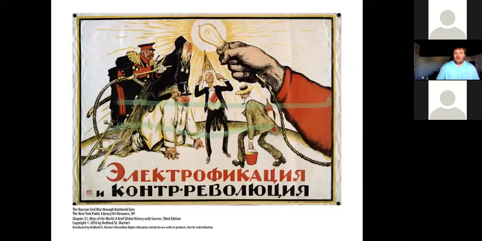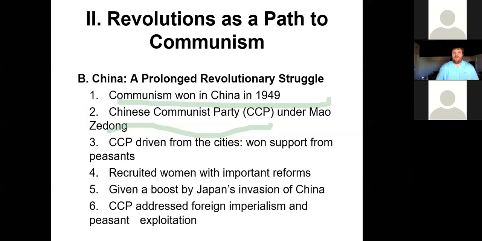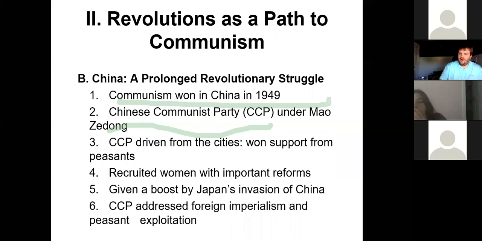And then we get to China. So China had a very different type of revolution. Communism was won in China in 1949 after a very long struggle. The Chinese imperial system collapsed in 1911, and that's when the actual emperor falls and everything else kind of changes from there. But the Chinese Communist Party, or the CCP, was not founded until 1921. Over the next 28 years, the CCP grew immensely and transformed its strategy under Mao Zedong.